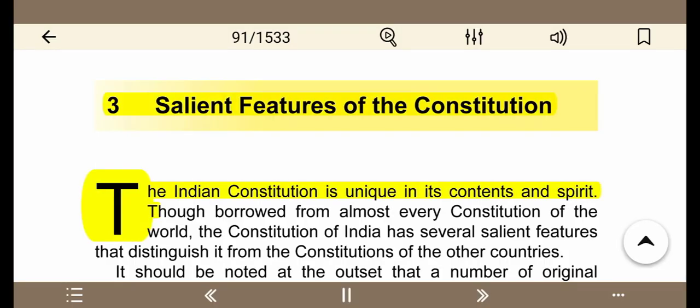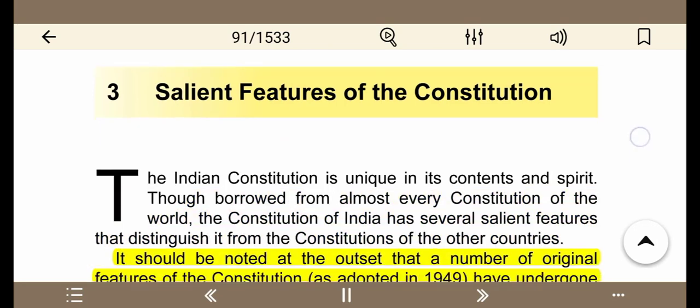T3 Salient features of the Constitution. The Indian Constitution is unique in its contents and spirit. Though borrowed from almost every constitution of the world, the Constitution of India has several salient features that distinguish it from the constitutions of the other countries.